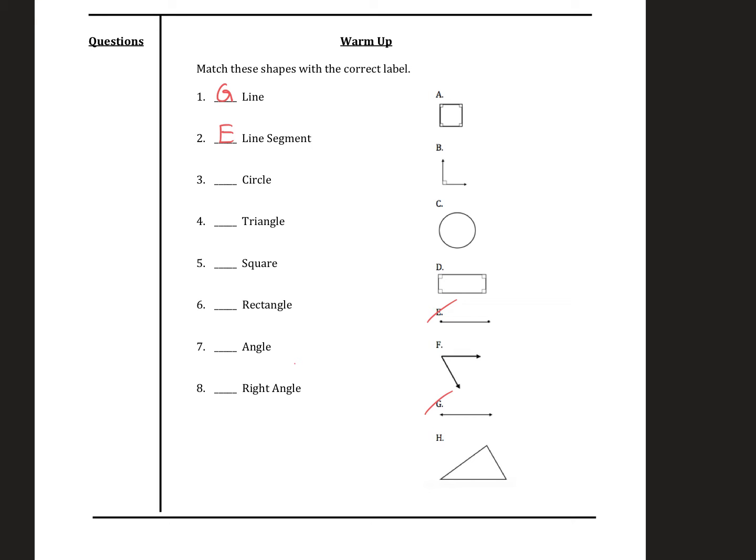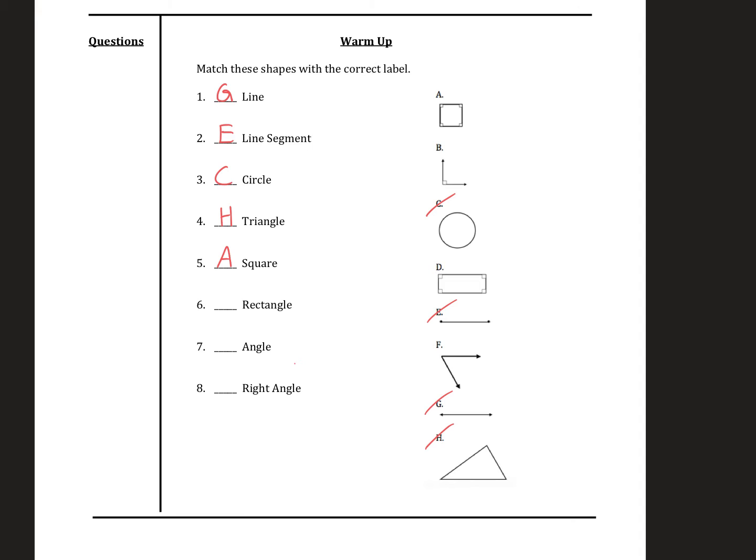Which of these looks like a circle to you? Hopefully you said C. C is the circle. Very good. How about the triangle? Which one's a triangle? H is the triangle. Square? What makes something a square? There's actually something very specific that makes something a square. Hopefully we can see that A is going to be a square.